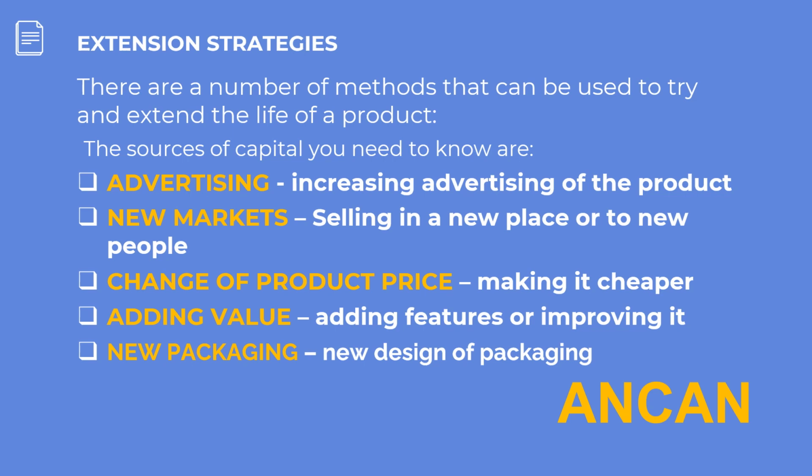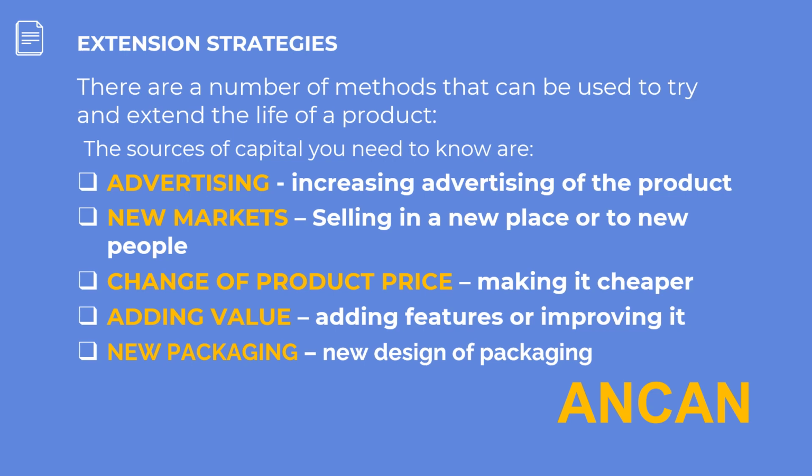So the 5 different ways that you need to know are advertising. Pretty obvious really. If your product sales are quite low, then you need to start advertising, make people more aware of your product. You could look into new markets. So this could mean literally selling it in a different place. So not just in the UK, but moving into Europe or America, or to new people. So you might start targeting other genders, or age groups, or anything really different. Any sort of part of the demographic, you could start to target them.